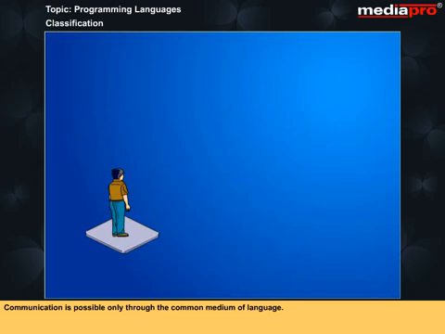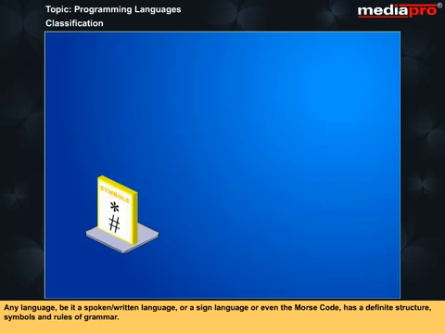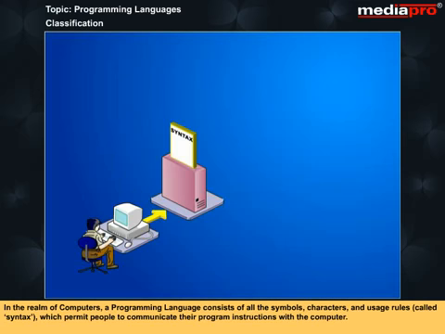Communication is possible only through the common medium of language. In order to be understood, the two entities in the communication must use the same language. Any language, be it a spoken or written language or a sign language or even the Morse code, has a definite structure, symbols and rules of grammar. In the realm of computers, a programming language consists of all the symbols, characters and usage rules called syntax, which permit people to communicate their program instructions with the computer.